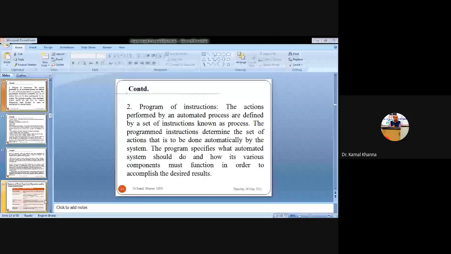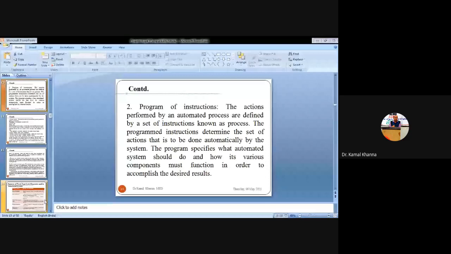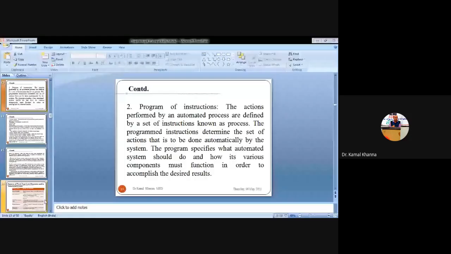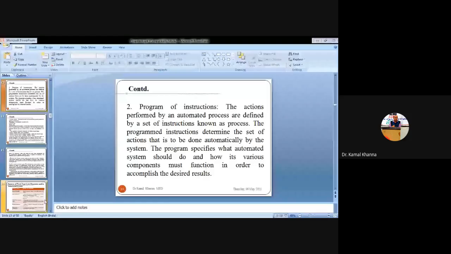So this set of instructions always determines how the operation is to be performed automatically without any human assistance. It also specifies which operation is to be performed, what the sequence of operations is, what the cutting conditions are, and how its various components must function in order to accomplish the desired results on the specimen, avoiding the wear and tear of the tool as well as the specimen by maintaining the cutting condition, by maintaining the accurate amount of liquid lubricants or the coolants at the cutting zone.